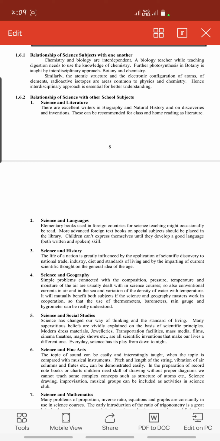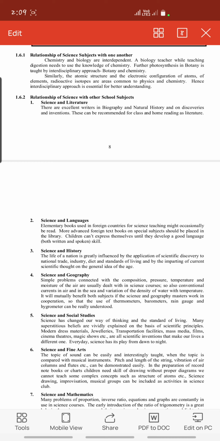In science and literature, basically the connection or the relationship of both fields is that science and literature are both based on natural history. Both fields have been discussing natural history, and also the discoveries pertaining to inventions. So with that, there's a connection between science and literature. Always remember, the connection of both fields is that they are both on the field of natural history based on the discoveries of the different inventions.